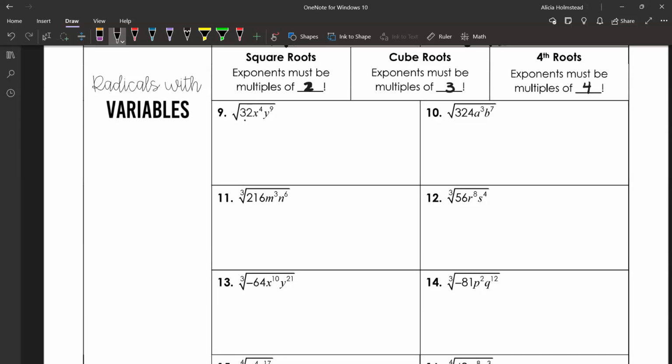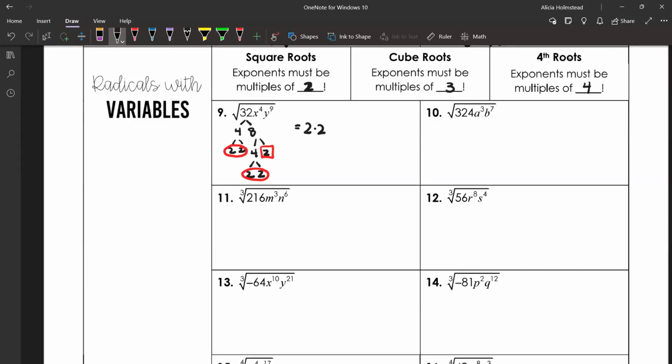So the way that you do this, you'll start by breaking down the number into its factors. So 32 is 4 and 8, 4 is 2 and 2, 8 is 4 and 2, 4 is 2 and 2. Our index is a 2, so we're looking for groups of 2 things. And then we have 1 left over. So rewriting just the number part, we have 2 times 2, since we have 1 from each group.